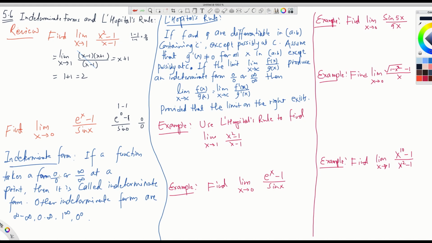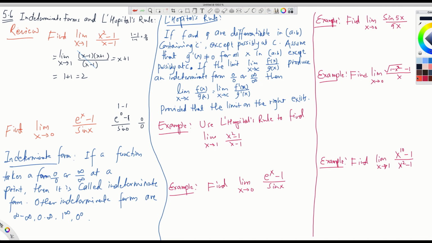If a function takes a form 0 over 0 or infinity over infinity at a point, where the point can be a finite number or at infinity, then it is called indeterminate form. So either 0 over 0 or infinity over infinity. When you plug in the limit right away, if you get one of those forms, then we call that indeterminate form. Other types of indeterminate forms are infinity minus infinity, 0 times infinity, 1 to the infinity, 0 to the 0, and so on.